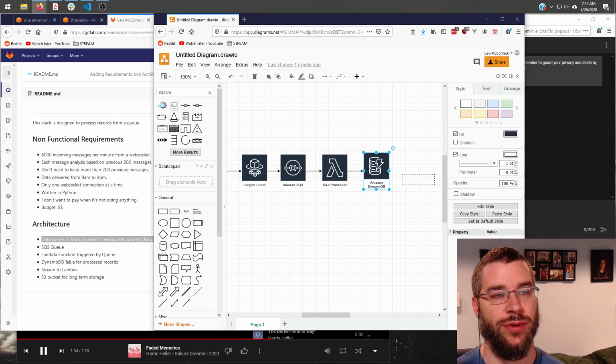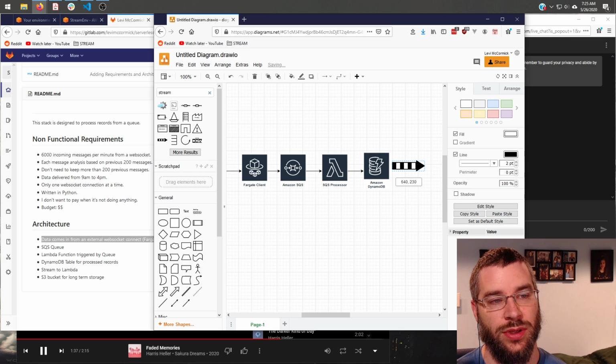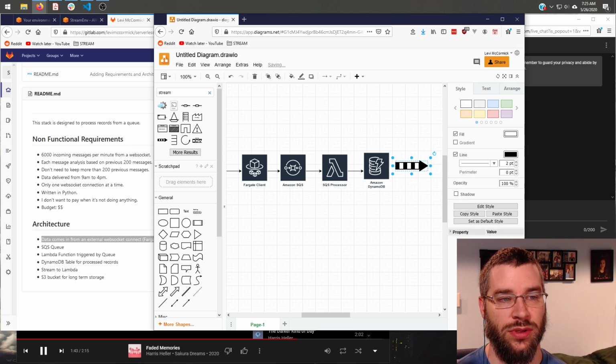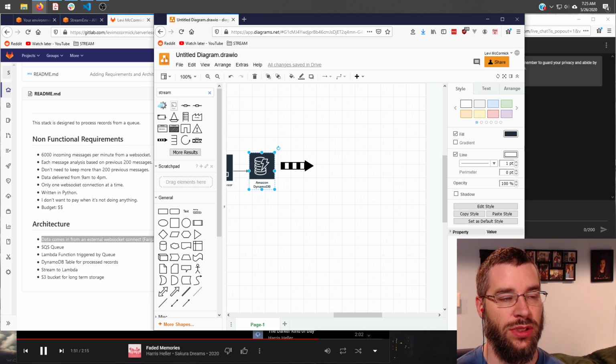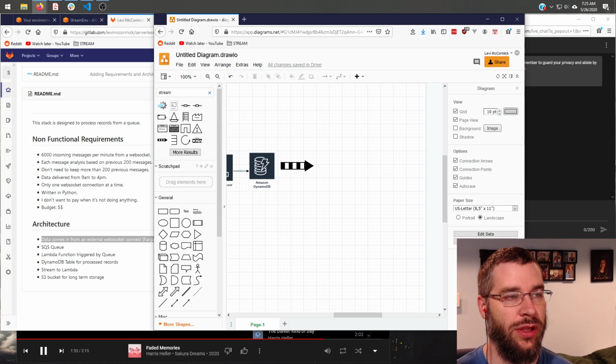Ooh, I like this arrow. We're going to use... So I'm looking for a different icon to represent the stream of data coming off the Dynamo table, because I want to convey that in my diagram.